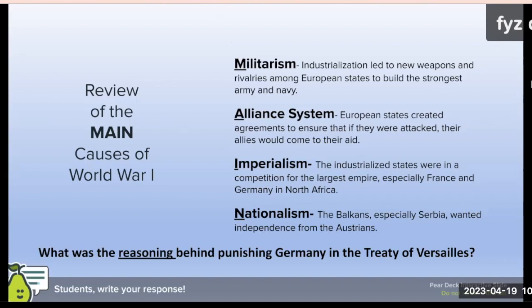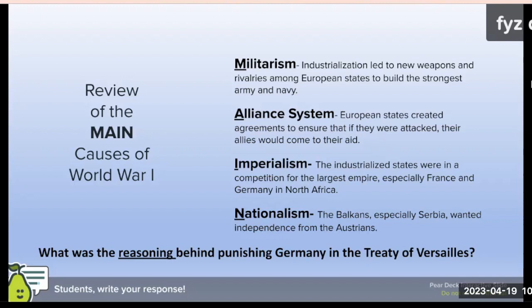Why did the victors of World War I want to punish the Germans? Okay, what was the reason? Why were they making it so harsh? So y'all may remember from our worksheet of causes of World War I, we used the mnemonic device MANIA. So militarism, alliance, imperialism, nationalism, but then also we have that last A that counts as the spark for World War I, which is the assassination of Archduke Franz Ferdinand.